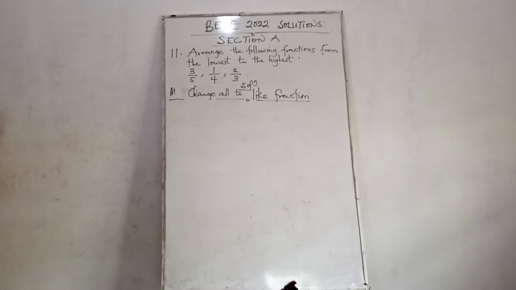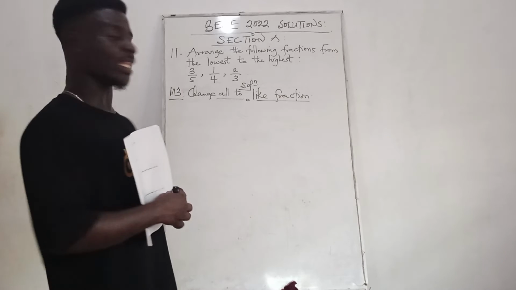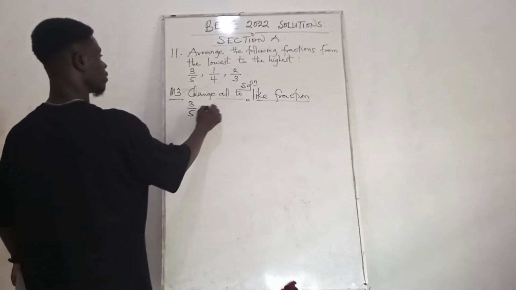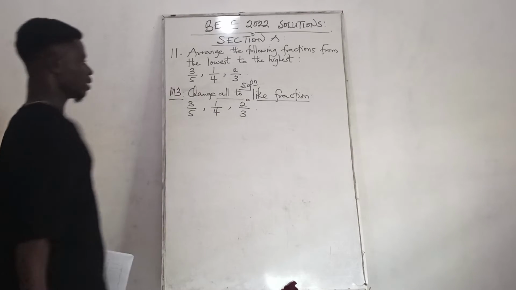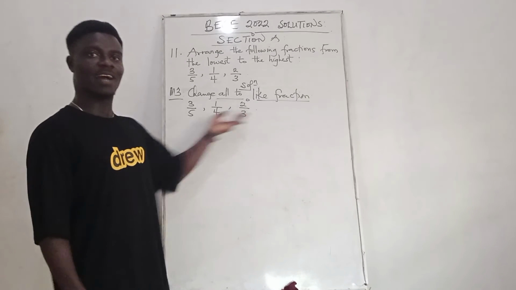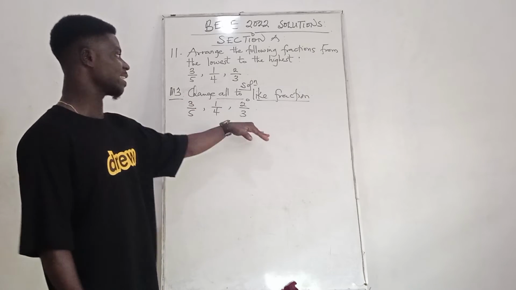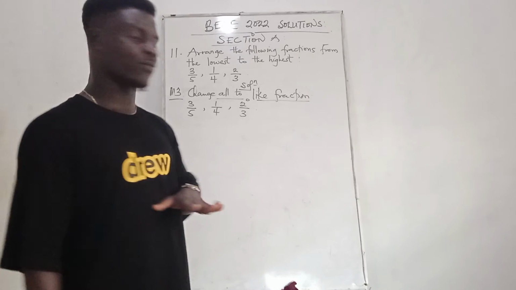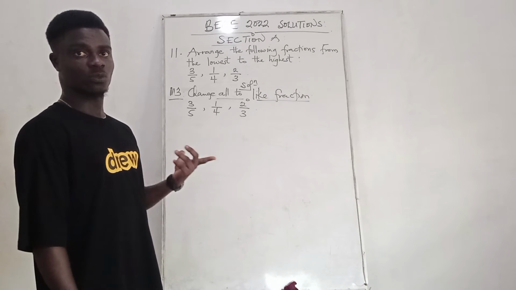All right. So this one will be method 3. We are changing all to what? Like fractions. So let's say 3/5, 1/4, then 2/3. We want to let these fractions have the same denominators. If they have the same denominators, they are like fractions. But here, they have different denominators, so the comparison will be very difficult.